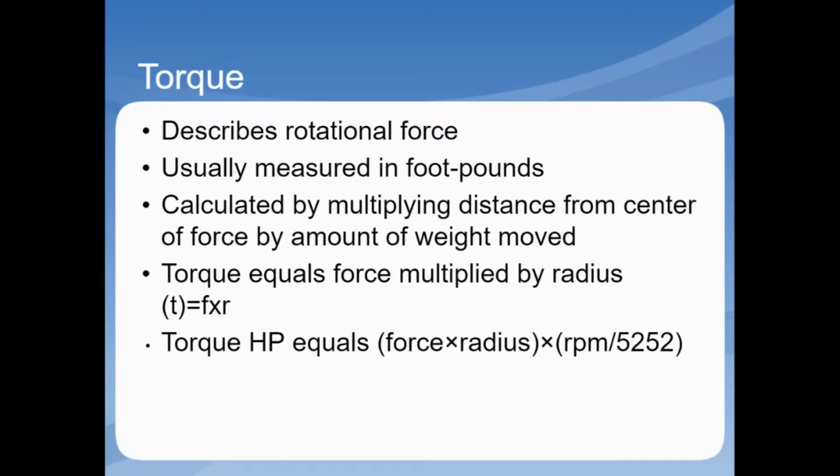Torque can also be used to determine the rotational horsepower of a machine. To calculate horsepower, you must know the revolutions per minute of a machine. The formula for rotary mechanical power is horsepower equals force times radius times RPMs divided by 5252.